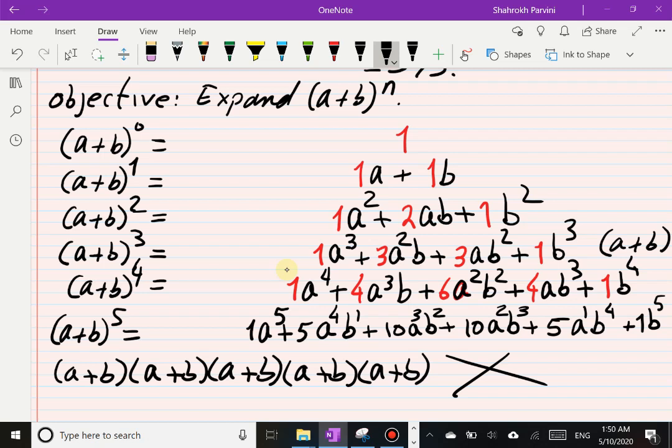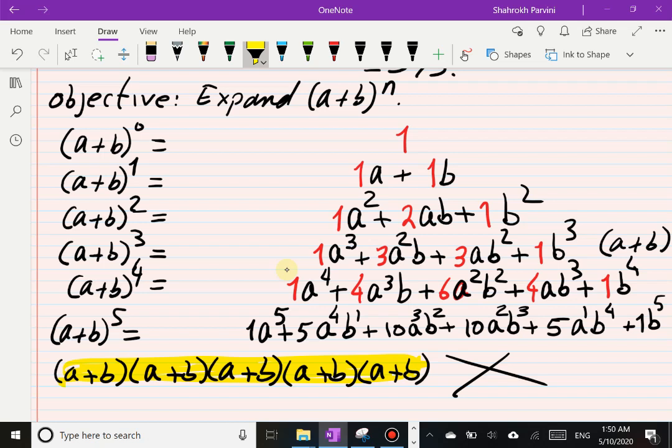And there you go. We have the expansion of a plus b to the 5th power without actually multiplying it out. Again, we do not want to do that. Imagine if I have a plus b to the 10th power, or the 9th power. We'll do one of those later. We don't want to multiply the binomials out themselves.